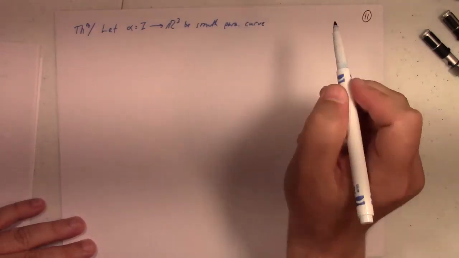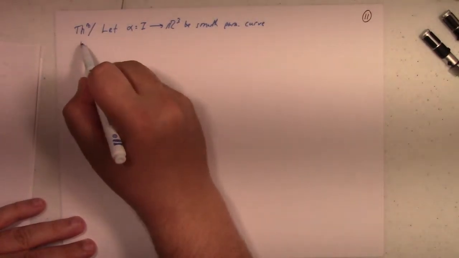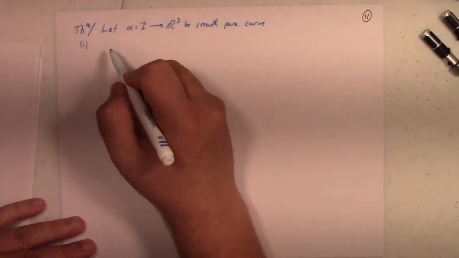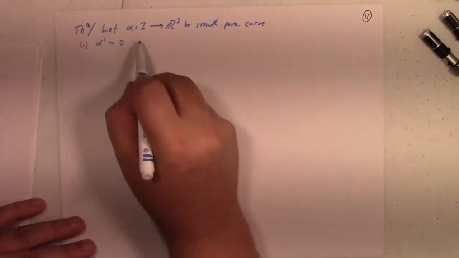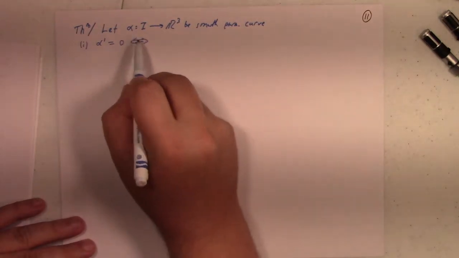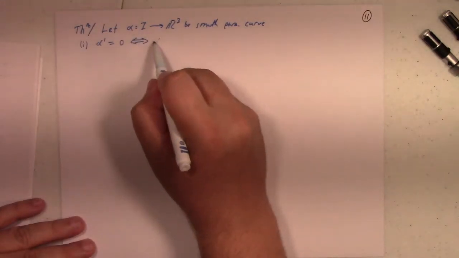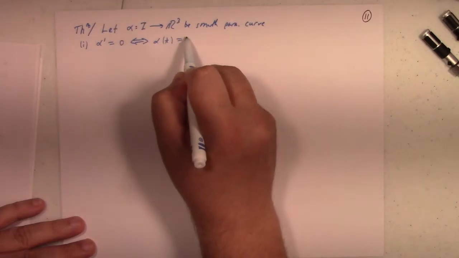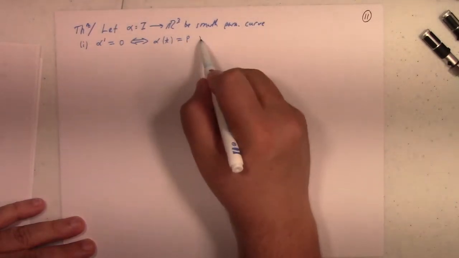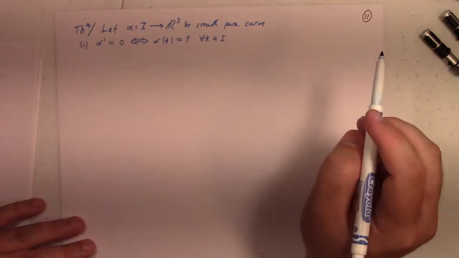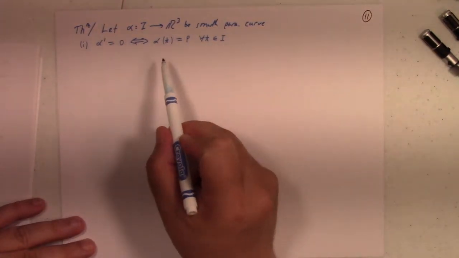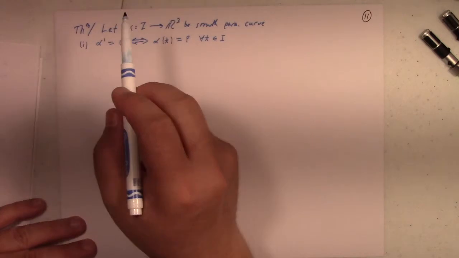Smooth parametrized curve. Then we have a couple statements. One, alpha prime equals 0 if and only if alpha of t is equal to p for all t in the interval of the domain of definition for the curve. In other words, the curve is really just a point.